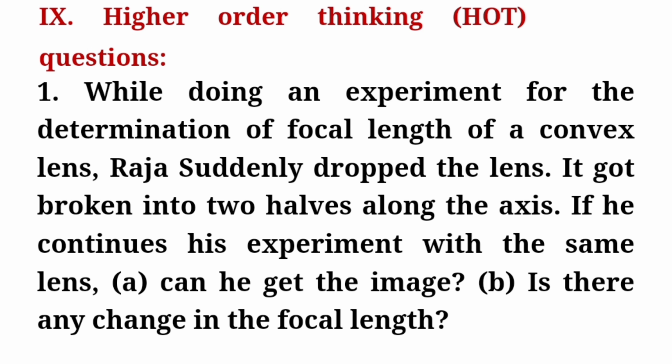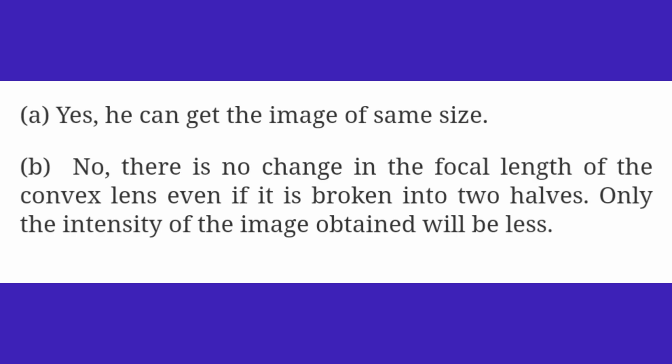Then option B, is there any change in the focal length? Option A, yes, he can get the image of the same size. Then option B, no, there is no change in the focal length of the convex lens. Even if it is broken into two halves, only the intensity of the image obtained will be less.